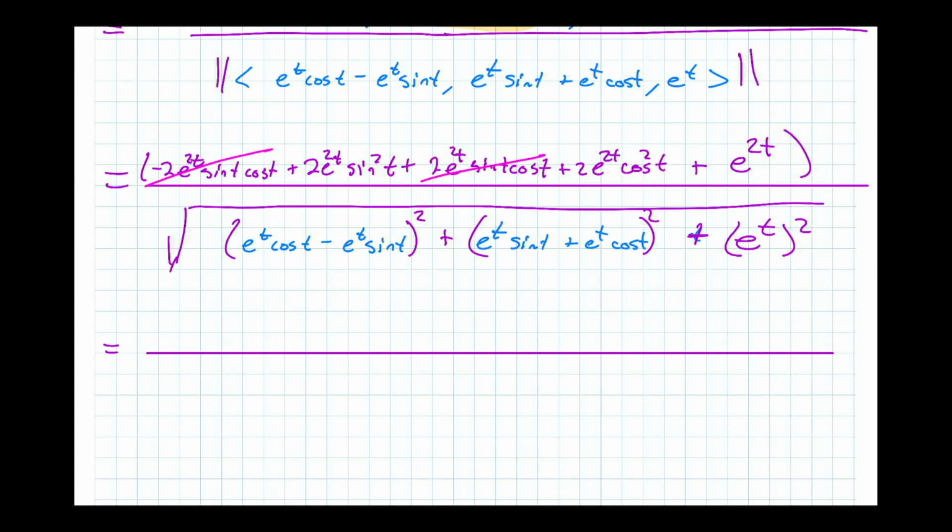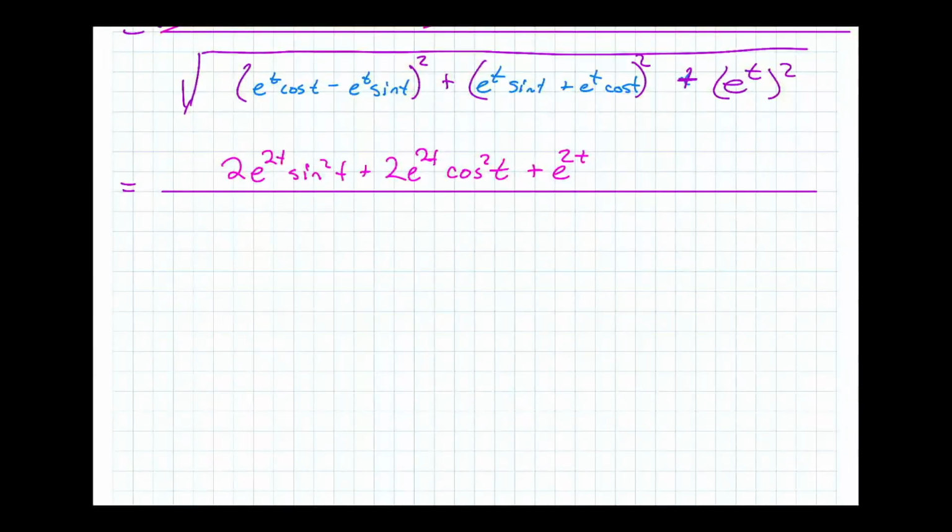So let me just write this. We got 2e to the 2t sine squared t plus 2e to the 2t cosine squared t plus e to the 2t. Everything's got an e to the 2t, by the way. Well, we're going to use that in a minute, but not yet.